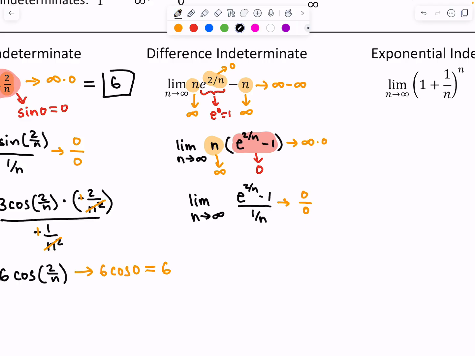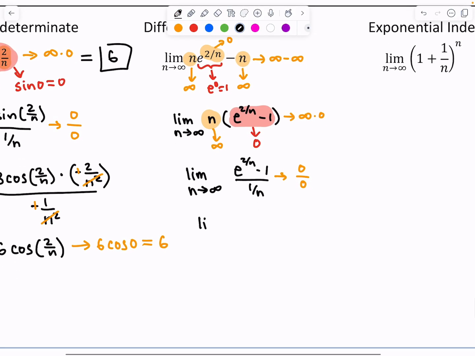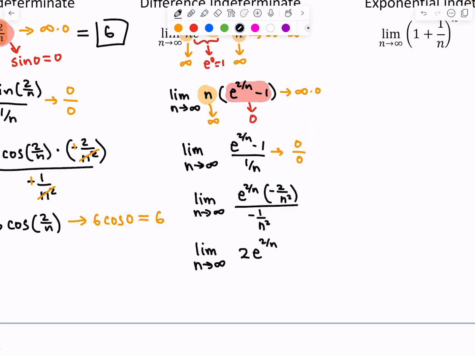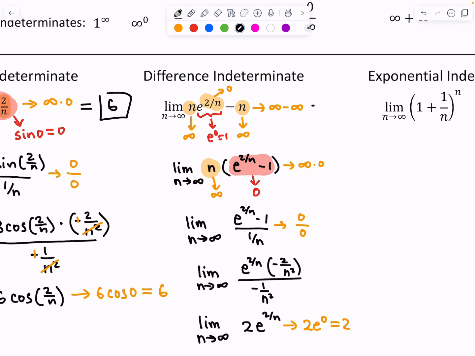This is a trigger for L'Hopital's rule. So differentiate the numerator. The derivative of e to the 2 over n is itself, times the derivative of the exponent, which we saw was negative 2 over n squared, over the derivative of the denominator, which is negative 1 over n squared. This simplifies to simply 2 times e to the 2 over n. This will approach 2e to the 0, which is just 2. This means that our original limit was just 2.